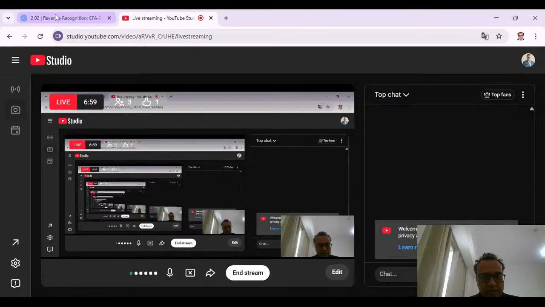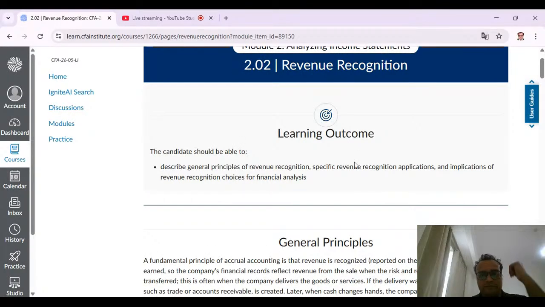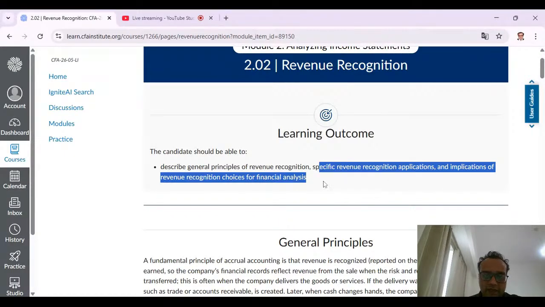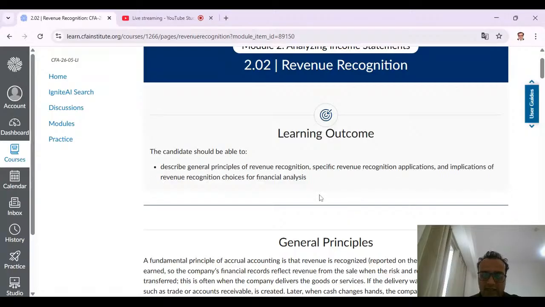Okay, let's start the reading. Let's read. What is revenue recognition? We have to describe principles of revenue recognition, specific revenue recognition application, and implication of revenue recognition choices for financial analysis.